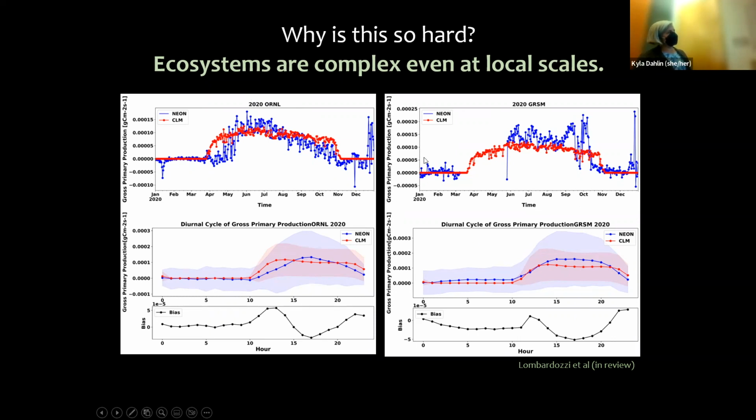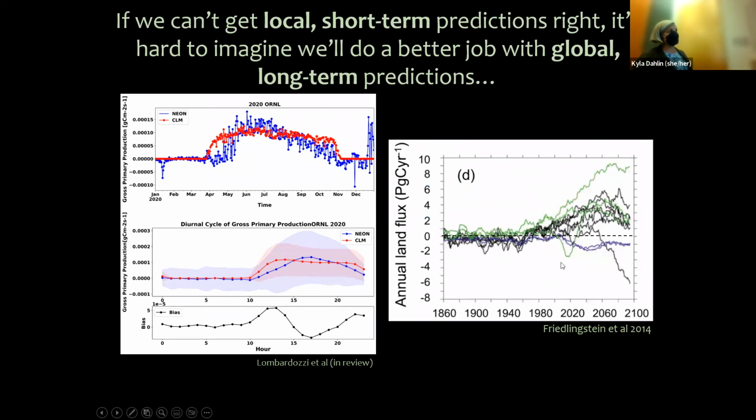I'll talk about these more a little bit later, but up here you can just see, I don't want to say that this is the best we can do, but it's pretty close to the best we can do as a model, this red line. And you can see that there's still quite a bit of mismatch between what we see in the blue, which is, again, more or less truth, and what we see in the red. And so if this doesn't work, it's not really that surprising that this has so much uncertainty associated with it, right? If we're not getting our short-term predictions right, then it's hard to imagine that we're going to do better with these global long-term predictions.